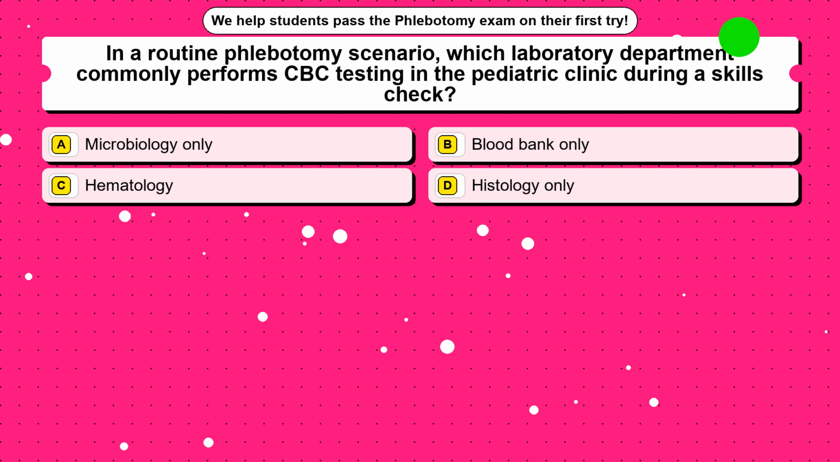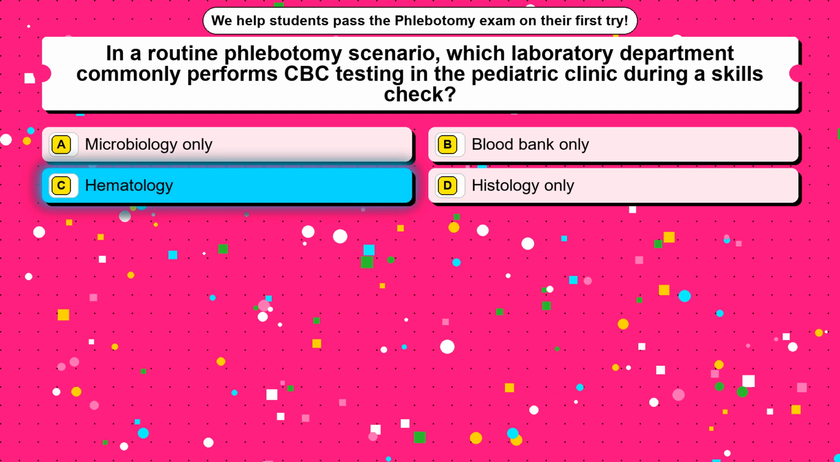Question 70. In a routine phlebotomy scenario, which laboratory department commonly performs CBC testing in the pediatric clinic during a skills check? Option A, microbiology only. Option B, blood bank only. Option C, hematology. Option D, histology only. The correct answer is option C. Hematology.